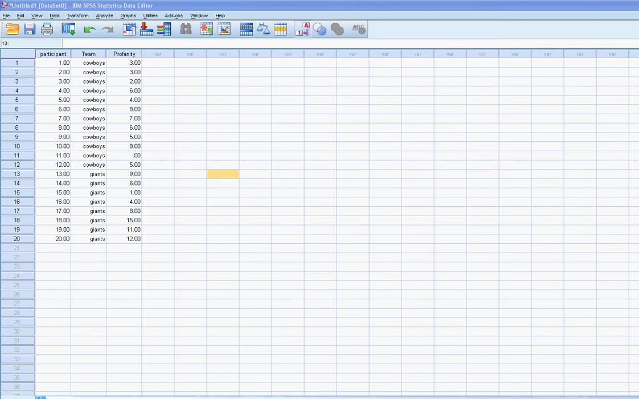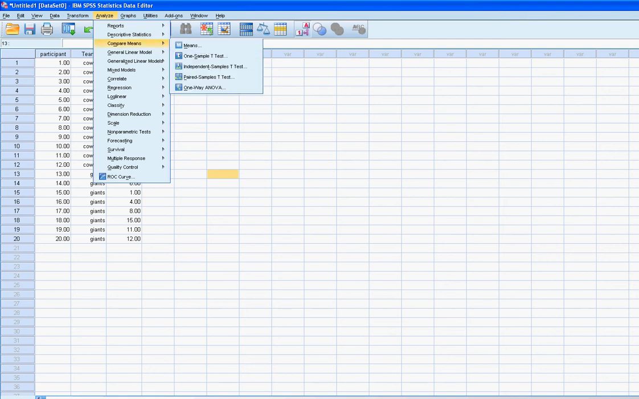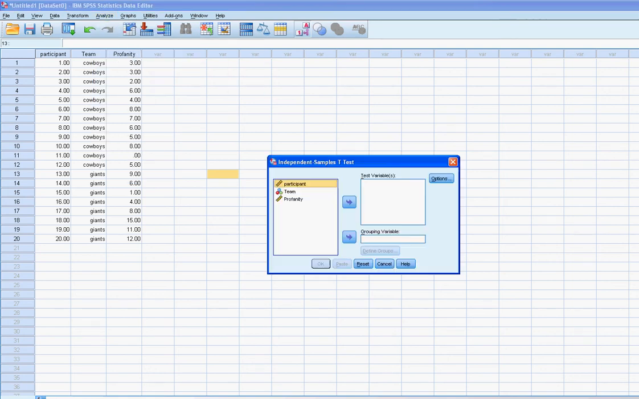A participant is either a fan of the Cowboys or a fan of the Giants, and the number of profane words that they use during a sportscast is recorded as our dependent variable. To do the independent samples t-test to see if there is a significant difference in the population based on these samples, we go to Analyze, Compare Means, Independent Samples t-test.